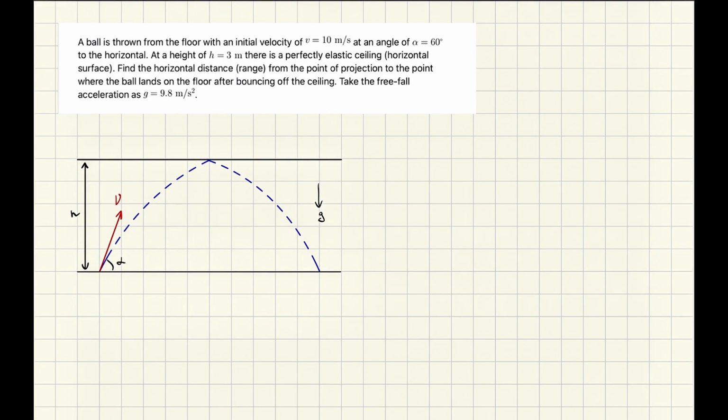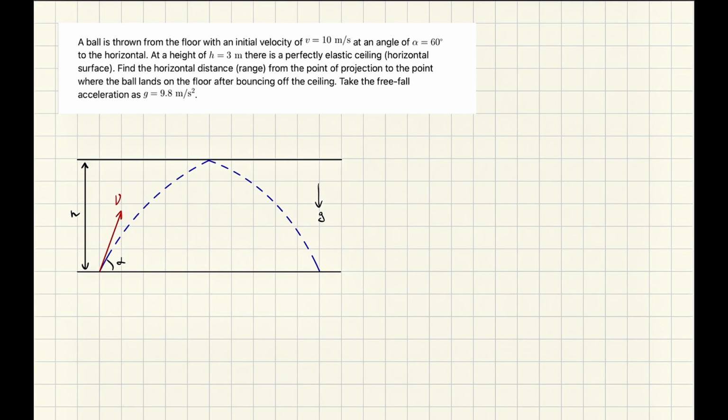A ball is thrown from the floor with an initial velocity of 10 meters per second at an angle of 60 degrees to the horizontal. At a height of 3 meters, there is a perfectly elastic ceiling. Find the horizontal distance from the point of projection to the point where the ball lands on the floor after bouncing off the ceiling. Take a free fall acceleration of 9.8 meters per second squared.